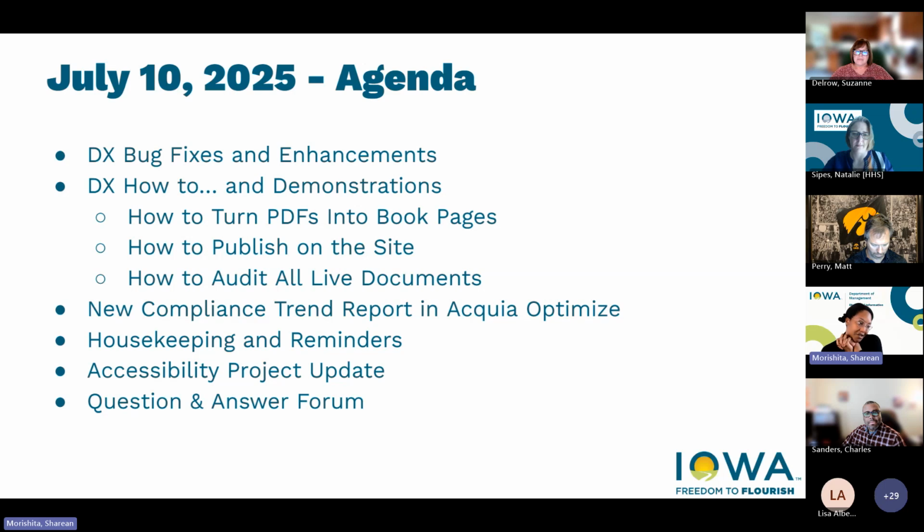Today's agenda, we are going to be going over DX bug fixes and some of the enhancements that went out that you might not have been aware of, as well as I'm going to be demonstrating how to turn a PDF into a book page, how to publish. I'm going to explain also about publishing on the site, because I know we've gotten some questions where some people were like, hey, I can edit stuff on my site. Why can't I publish it though? And then I will be going over how to audit all the live documents on your page.